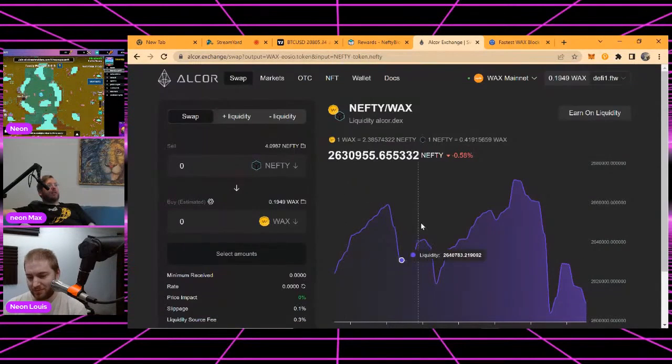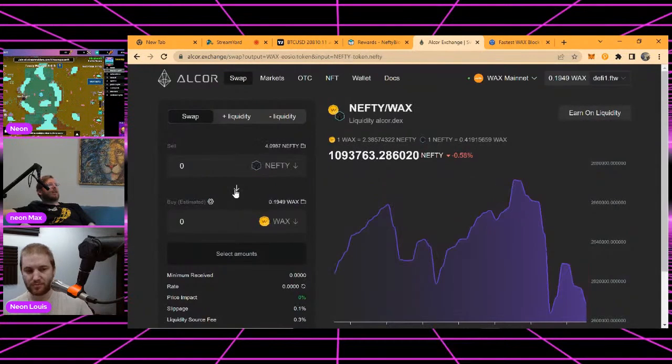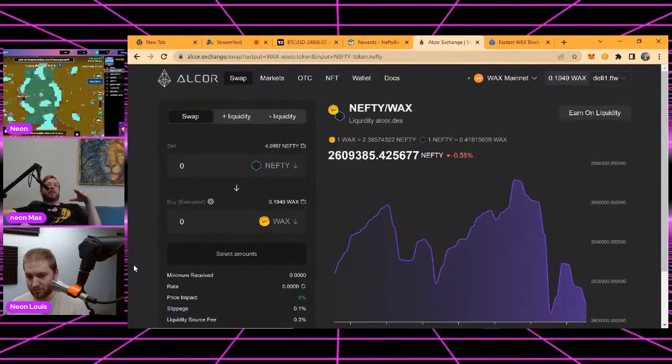Oh, okay, and Wax is also kind of, oh no, that's Nefty now. So that was Wax. Yeah, so you can see we're losing 6% of the Wax side of the pool was pulled from liquidity in the last 7 days. And 0.5, so both sides going down a little bit. So that means liquidity is leaving this market as well. So it's not just that people are using their Nefty to buy Wax, it's that people are doing that and some people are pulling liquidity, because this is going down on both sides.